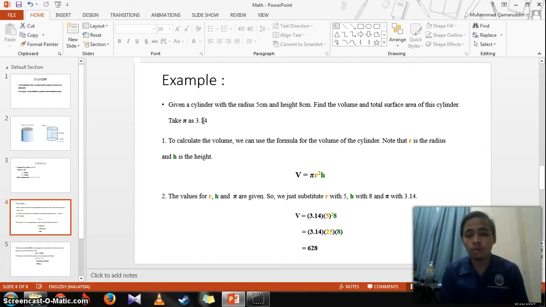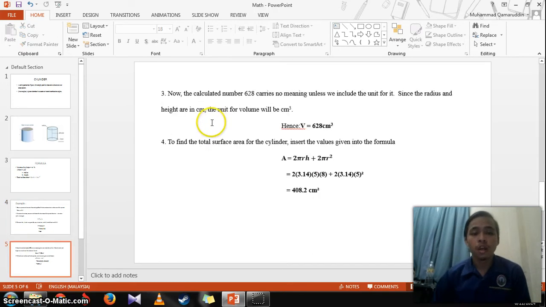Okay, V equals 3.14 times 5 squared times 8, which equals 3.14 times 25 times 8, and we will get 628. Now, the calculated number 628 carries no meaning unless we include the unit for it. Since the radius and height are in cm, the unit for volume will be cm cubed. Hence, V equals 628 cm cubed. You will not be given marks if you do not write your final answer with the unit.